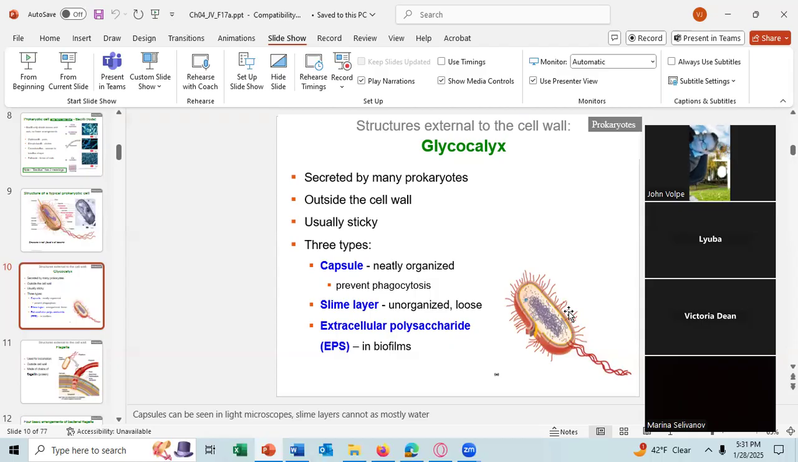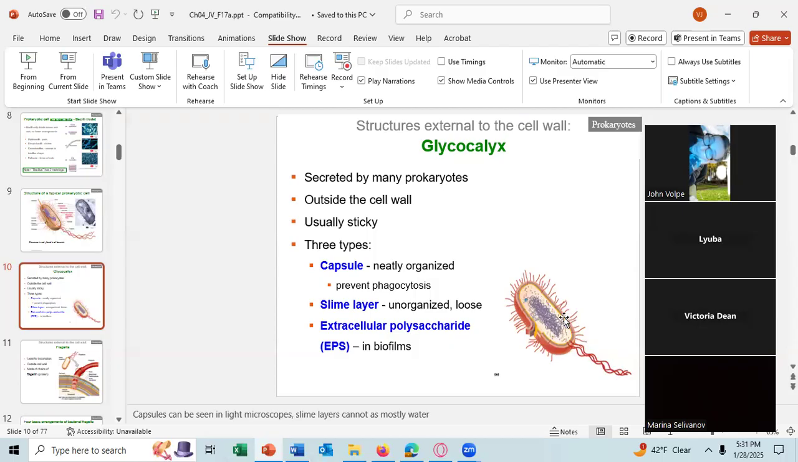But the slime layer and the capsule are easily removed by normal staining procedures. So if you're performing a normal stain, like the Gram stain, you're likely to wash away the glycocalyx, and then you won't be able to see it.